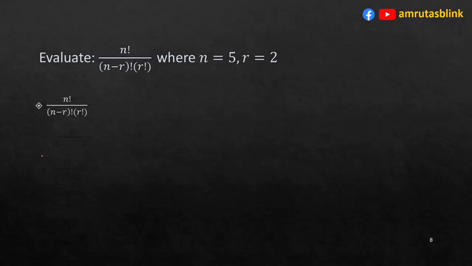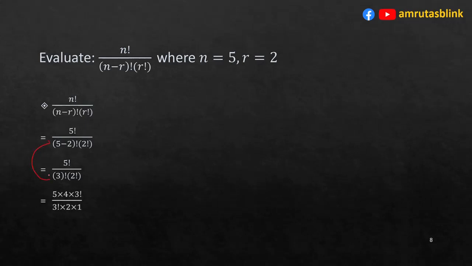So we need to find out the value of n factorial upon n minus r factorial into r factorial, and the numerical values of the variables n and r are given, for which we need to find the value of this algebraic expression, that is n is equal to 5 and r is equal to 2. So we will put n is equal to 5 and r is equal to 2, then we'll get 5 factorial upon 5 minus 2 factorial into 2 factorial. So 5 factorial as it is. Now 5 minus 2 factorial is equal to 3 factorial and 2 factorial again as it is.